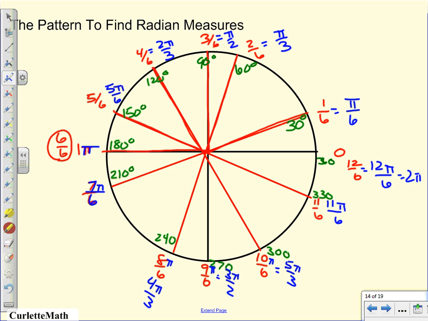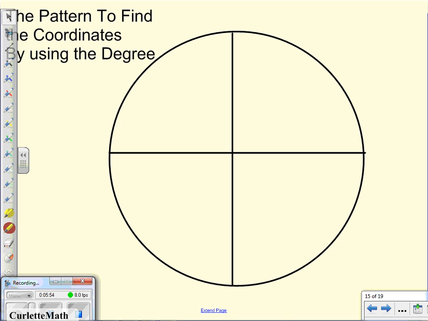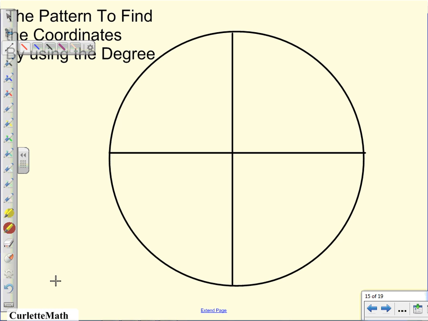Very good. We've gone around and we've seen the pattern of finding the 30-degree angles going all the way around and converting them into our radians. Now we're going to continue doing this with our 45-degree angles as well. So let's draw in those 45s.